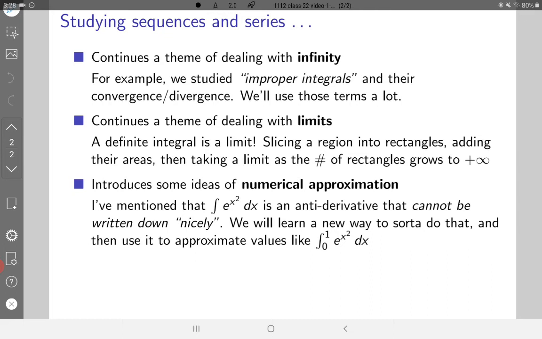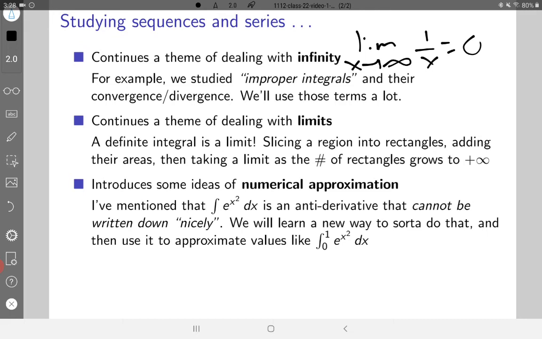a couple of ways. The big one, I think, is we're dealing with infinity. That's a big theme. You talked about limits in Calculus 1 and how, for example, the limit as x goes to infinity of 1 over x equals 0, in the sense that the 1 over x function approaches, it gets closer and closer to outputting 0 as I make my input x bigger and bigger and bigger. It never outputs exactly 0.